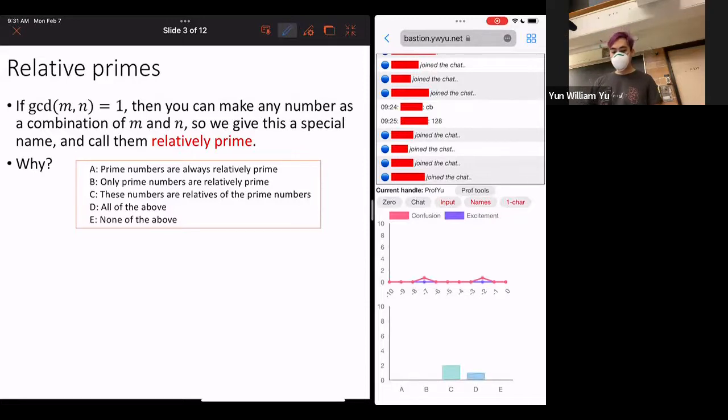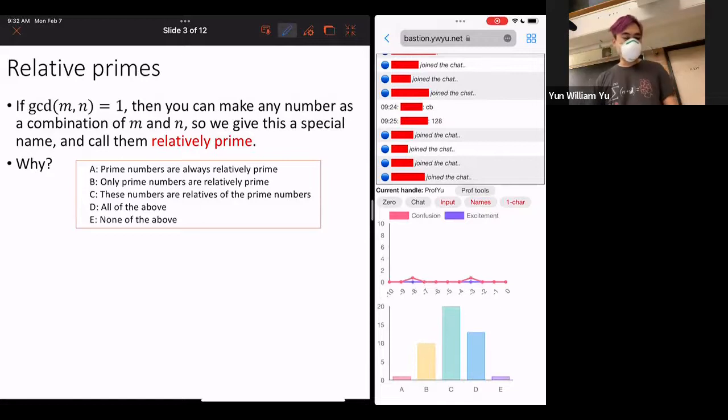So what do you think? These numbers are relatives of the prime numbers. All of the above. Well, let me give a couple. Oh, okay. So we have a pretty good mix. A lot of people seem to think this is one of those cases where I'm trying to trick you by putting all of the above and putting in several different options. That is actually not the case here.